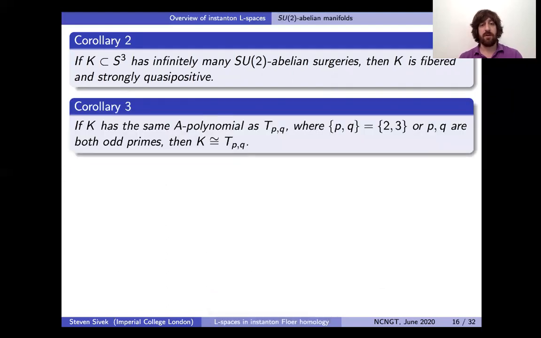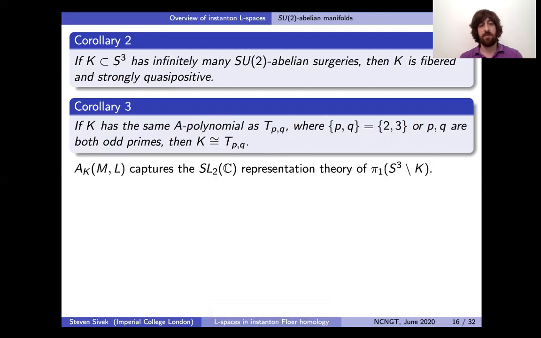And here's a third corollary: if K has the same A-polynomial as some torus knot, either the trefoil or T(p,q), where p and q are both odd primes, then K has to actually be isotopic to T(p,q). So the A-polynomial detects infinitely many torus knots. And here's just a very, very brief sketch of the argument.